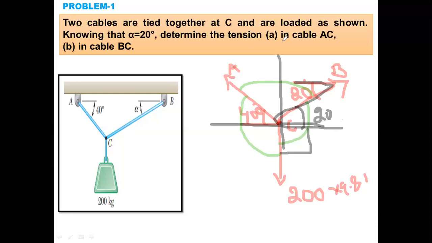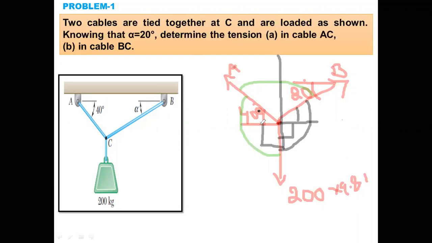So what is the total angle now? The total angle between these two forces should be equal to 90 degrees plus 20 degrees. So from here to here it is 90, from here to here it is 20, so totally 110 degrees. Similarly, the cable AC is making an angle of 40 degrees with respect to the horizontal. From the x-axis to this point it is 90 degrees, plus here it is 40, so totally 130 degrees. So here it is 110 degrees and here it is 130 degrees.